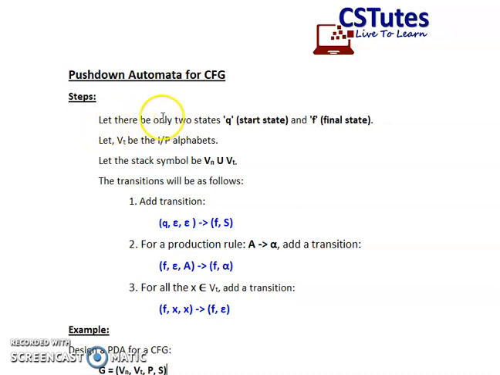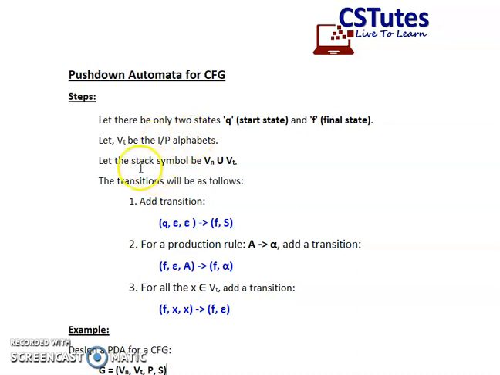First step is that you need to consider only two states. One is the start state and second is the final state. That means in your pushdown automata there will be only two states, start and final state. Second, for the set of terminals given in your context-free grammar, you will consider it as the set of input alphabets for your pushdown automata. That means Vt of the context-free grammar has to be considered as the sigma of the pushdown automata.